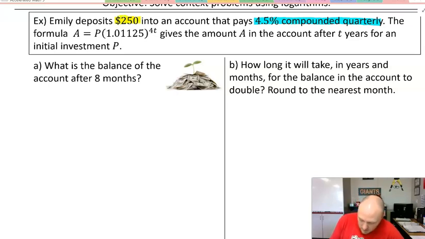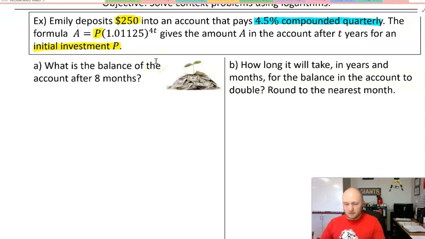So I highlighted 250 here. That's what we call in investment the principal, or in this case, the initial amount. So you'll notice here they talk about an initial investment P. That's $250. They talk about the 4.5% compounded quarterly. If you remember back from our Unit 8 when we were looking at exponential functions, that's going to go inside of the base, and you can kind of see that structure. Compounded quarterly, it's to the power of 4t.